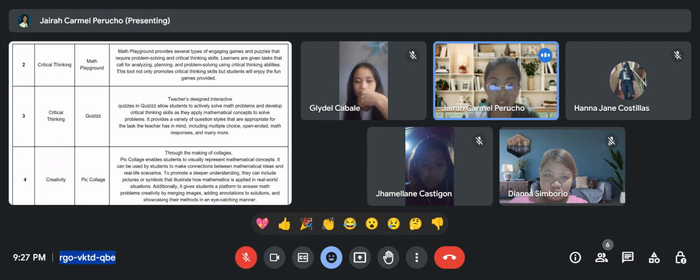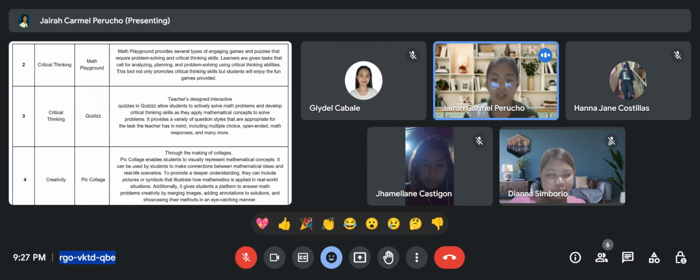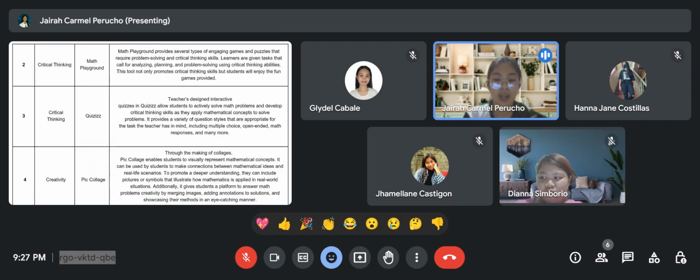Now for grade three, we choose critical thinking, and the ICT tool is Quizizz, because in Quizizz, we as teachers can design interactive activities that allow students to actively solve math problems and develop critical thinking skills as they apply mathematical concepts to solve problems.